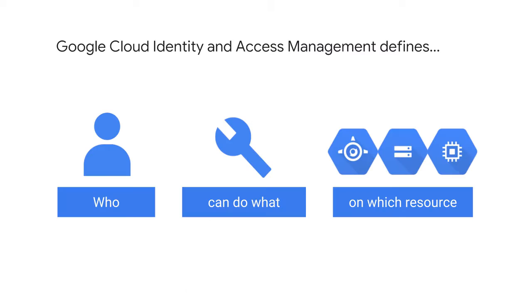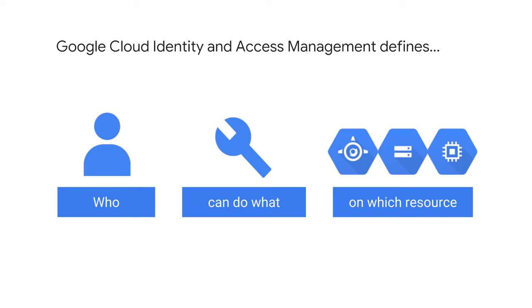IAM lets administrators authorize who can take action on specific resources. An IAM policy has a who part, a can do what part, and an on which resource part. The who part names the user or users you're talking about. The who part of an IAM policy can be defined either by a Google account, a Google group, a service account, an entire G Suite, or a cloud identity domain.